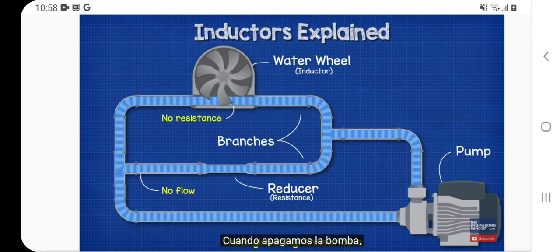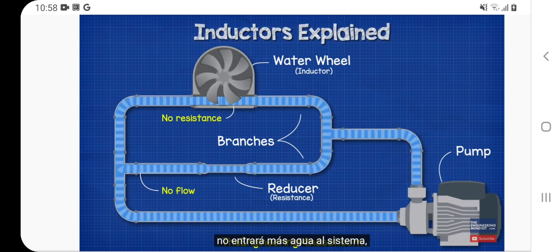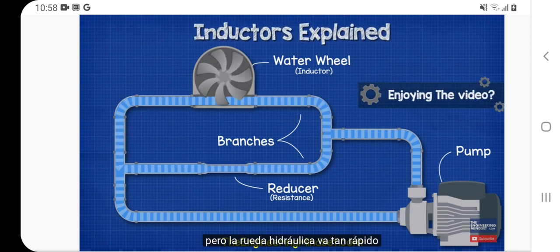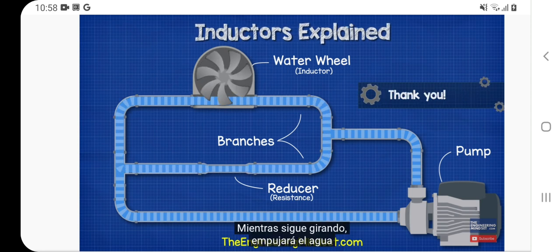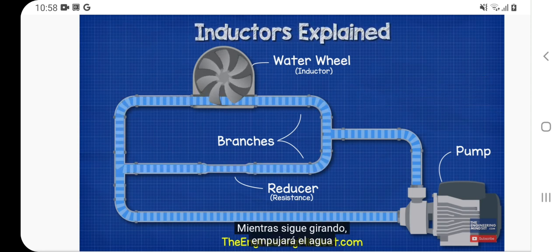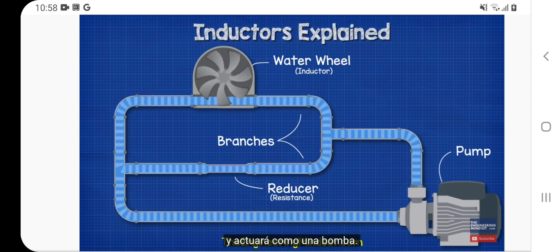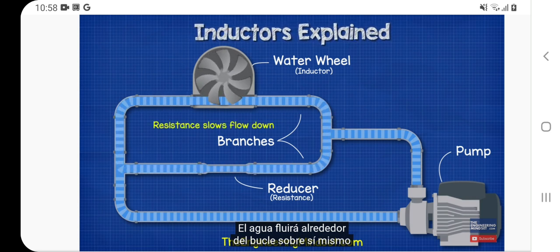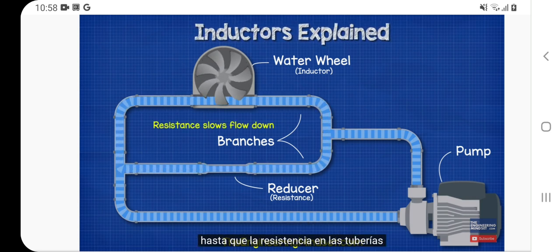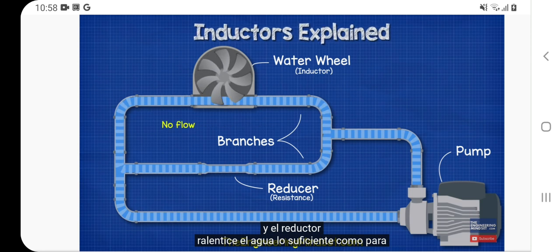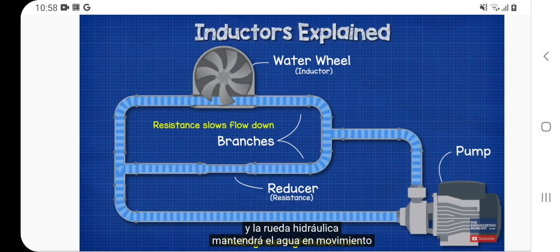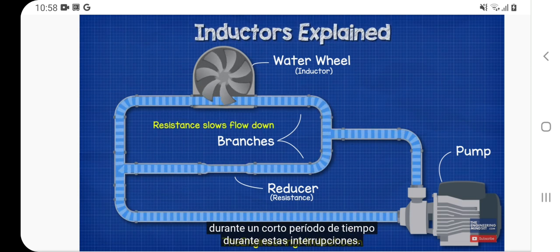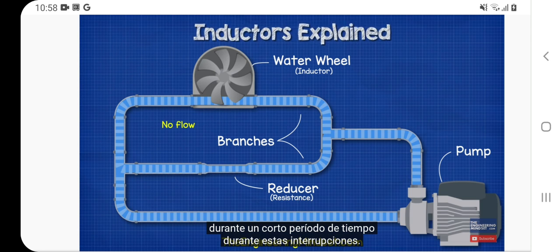When we turn off the pump, no more water will enter the system, but the water wheel is going so fast it can't just stop, it has inertia. As it keeps rotating, it will now push the water and act like a pump. The water will flow around the loop back on itself until the resistance in the pipes and the reducer slows the water down enough that the wheel stops spinning. We can therefore turn the pump on and off, and the water wheel will keep the water moving for a short duration during these interruptions.